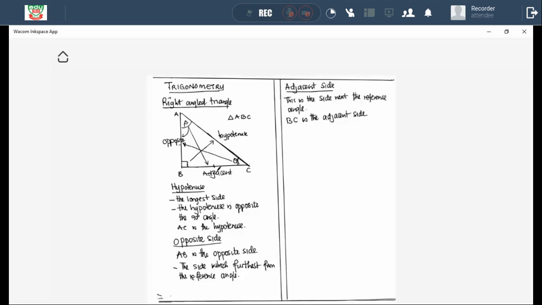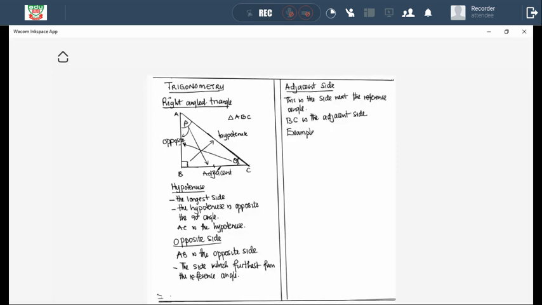So what am I saying? The opposite and the adjacent are always named after the reference angle, or relative to the reference angle. If I don't have the reference angle, then I won't be able to identify the opposite and the adjacent. But the hypotenuse is always the same. The hypotenuse does not change. Okay, right. Let's quickly look at an example.